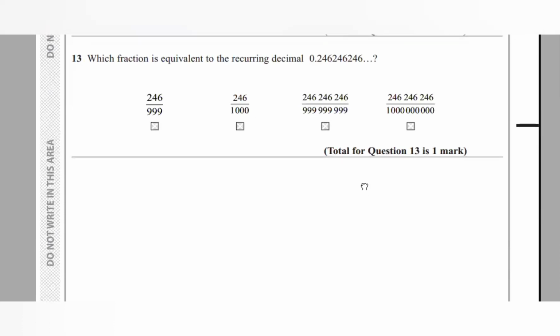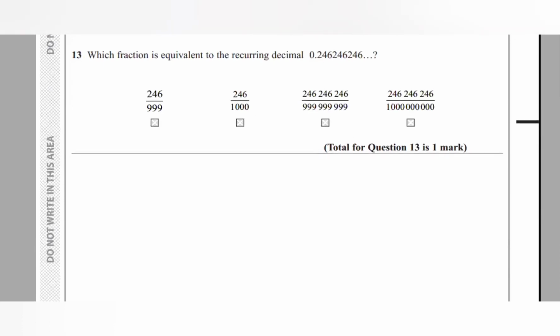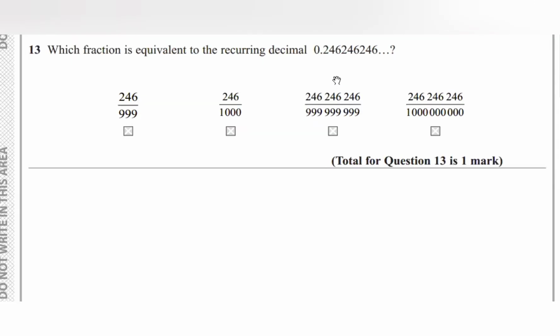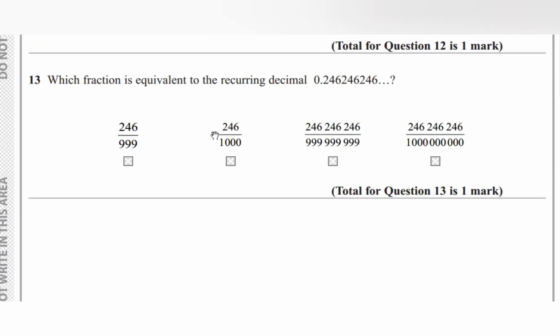Question 13. In question 13, which fraction is equivalent to the recurring decimal 0.246? And the 246 are recurring or repeating. So which one gives you the right answer?